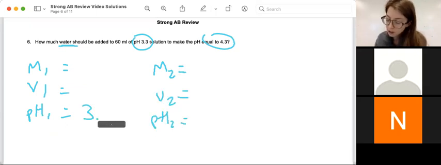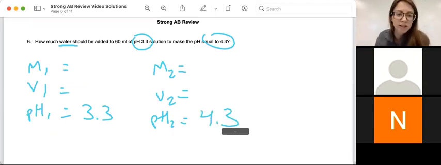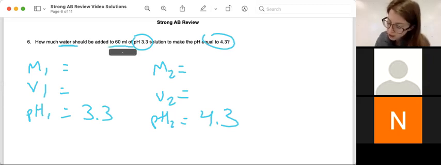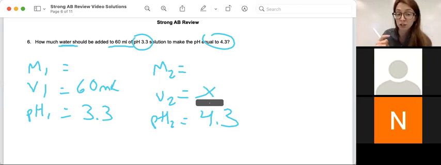we're given the pHs before we dilute and after we dilute. The after we dilute one should be closer to 7, closer to neutral. We want to know how much water should be added. We know that we start with 60 mils. So I'm going to be able to solve for V2, but that's not my final answer. And we'll come back to why.